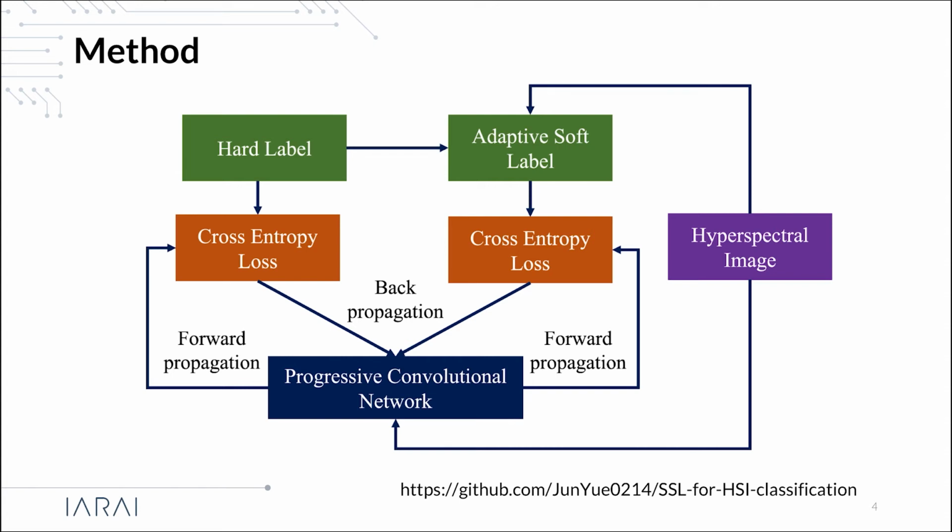Second, the adaptive soft label of each unlabeled sample is generated to measure the probability that the unlabeled sample belongs to each object class. And third, the progressive convolutional network is trained by minimizing the cross entropy between the adaptive soft labels and the probabilities generated by the forward propagation of the progressive convolutional network.